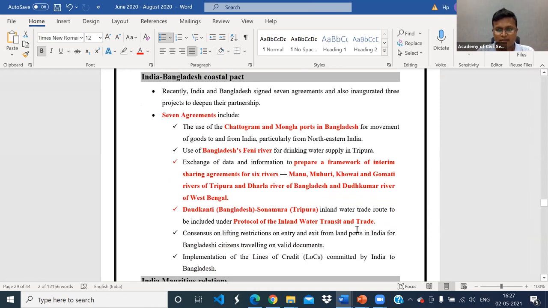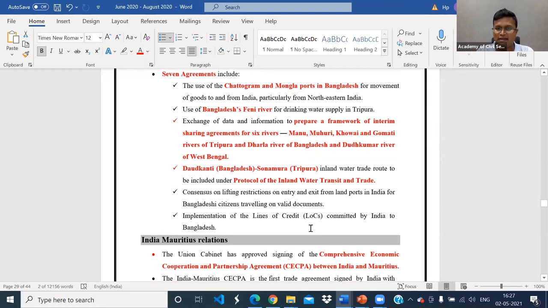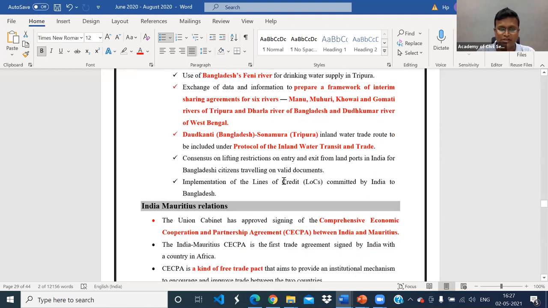And next one, an inland water trade route between Daudkandi in Bangladesh and Sonamura of Tripura, an inland waterway. Small boats can move between these two territories through the inland waterway for carrying goods especially. These were the 7 agreements. I have given you all the 7 agreements here. You can read it and understand. Basically, for the question, you have to remember the names of the rivers and the ports mentioned here.